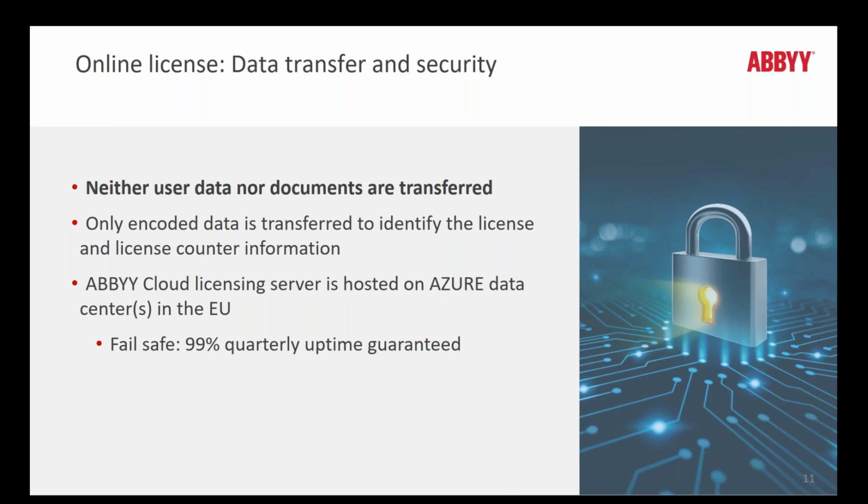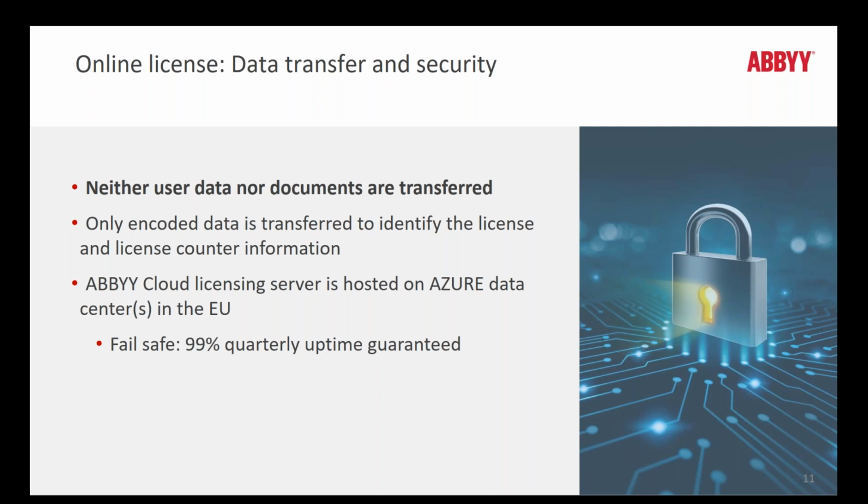And just to mention a few parameters which we get to identify the license and which are encoded: this is the instance ID where the engine is running, device ID, license ID, and of course the counter information. The ABBYY licensing service is hosted on Microsoft Azure data centers in the European Union in a fail-safe manner with backup servers so that service availability is ensured.